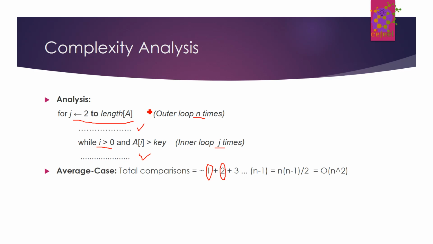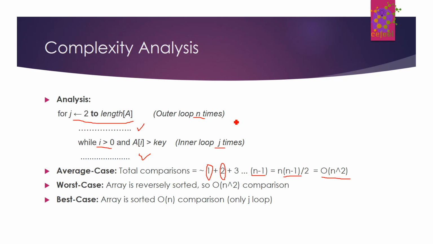Similarly, the number of comparisons increases to n minus 1 in the last iteration. So if we add all of them, we will have n times n minus 1 by 2, which is roughly n square, order of n square. Same thing is with the worst case as well. In fact, worst case and average case have no difference in the case of insertion sort.